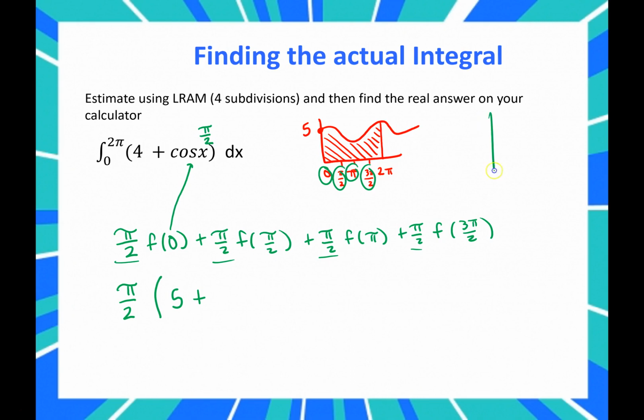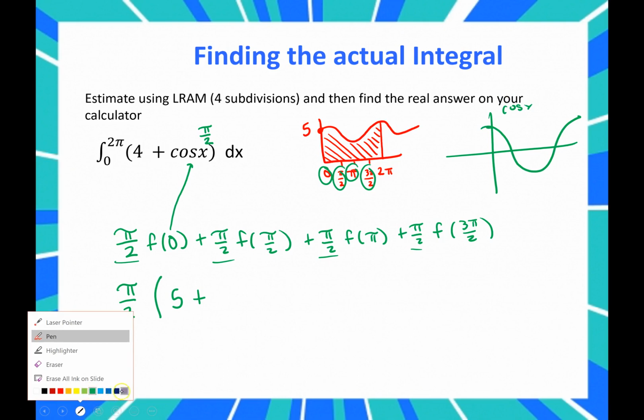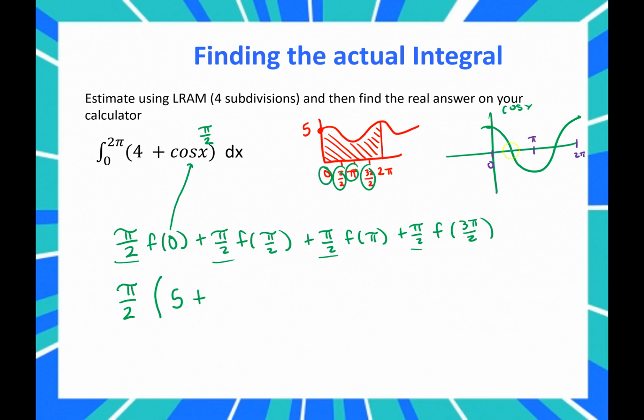And let's just check that. Let's remember what my cosine graph looks like. Okay, it looks like that. Let me go ahead and label. This is my 0, this is my pi, this is my 2 pi, this is my pi over 2, this is my 3 pi over 2. I don't think I'll need more than that.